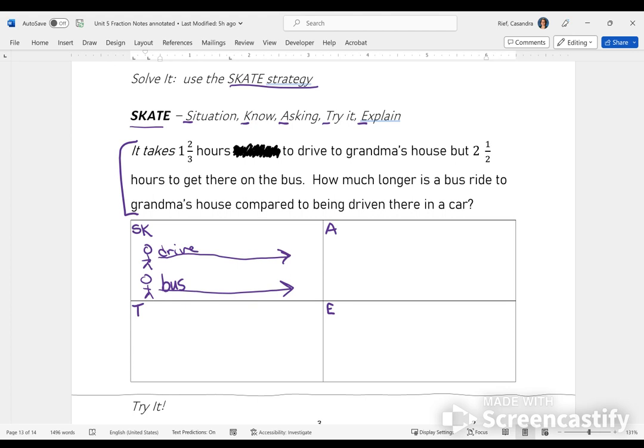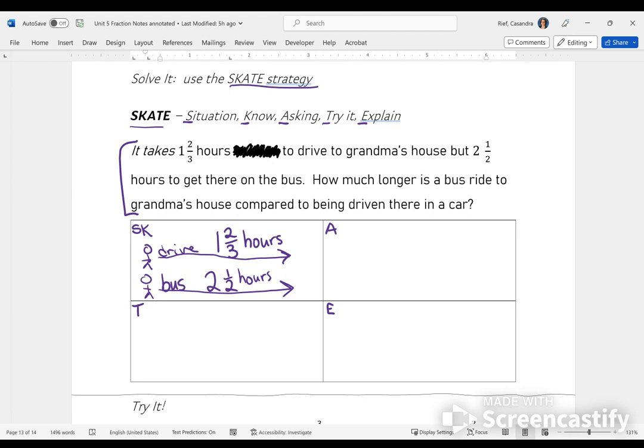Now that we know the situation, we've got someone going to their grandma's house 2 different ways. Let's look at what we know. We know that the drive there takes 1 2/3 hours. The other thing we know is that it takes 2 1/2 hours to get there by bus. That's the information that we know. So we've got the situation and the information.